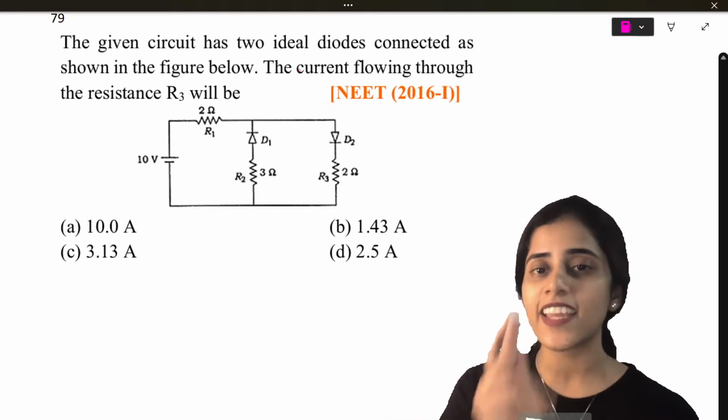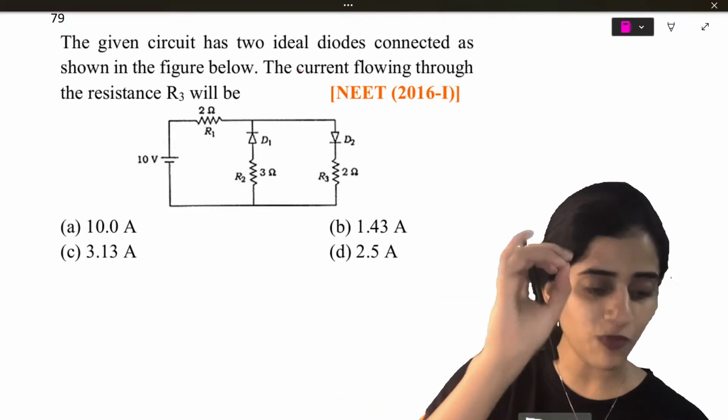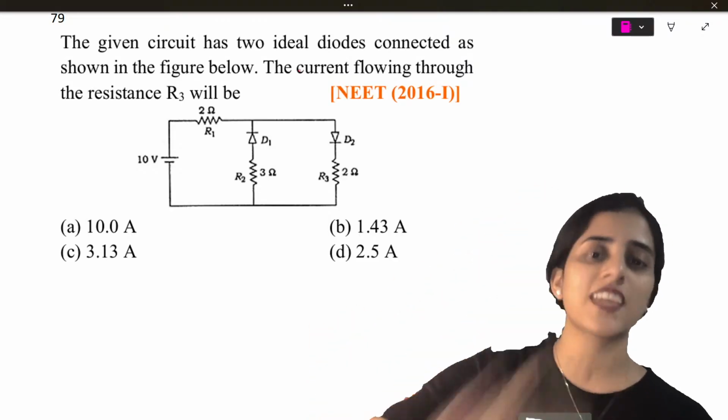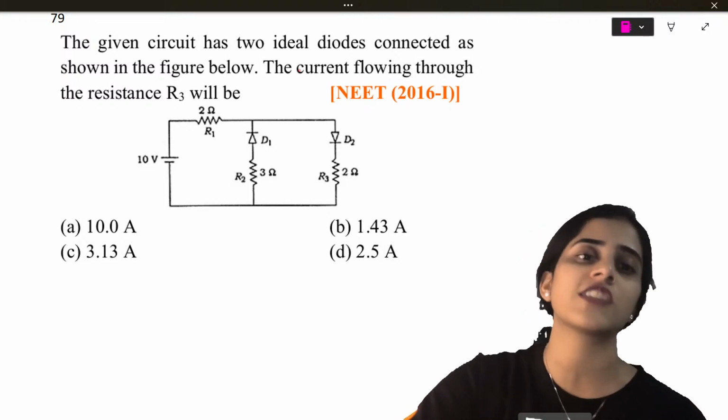The second last question, students. Full energy. Second last question. So put some fire in the chat. We are done with physics revision for NEET, one shot. We've done questions from all the chapters.